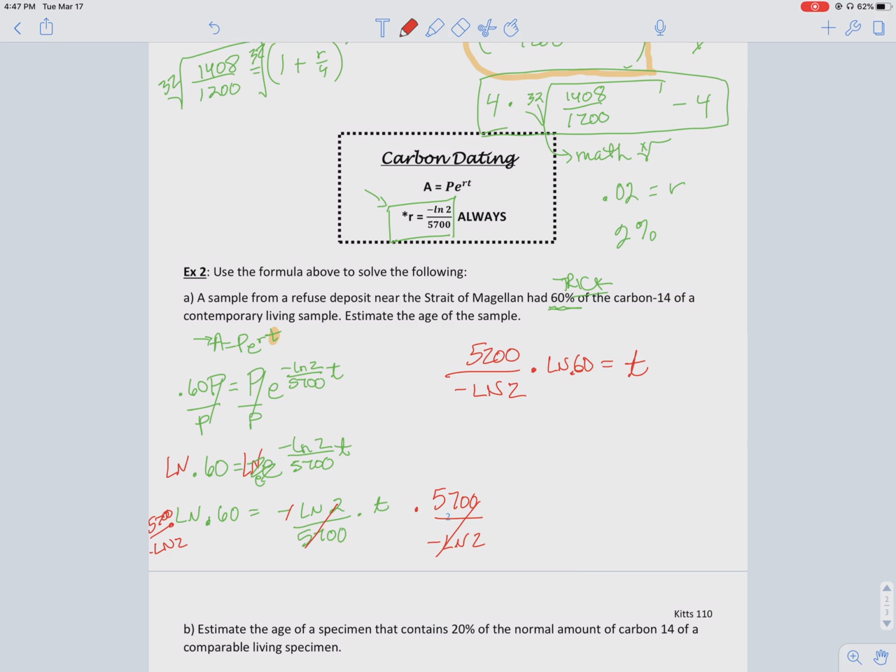And all you need to do is plug that into your calculator. To do that, since I can't show you in person, I'll multiply 5,700 by the natural log of 0.60, and I'll divide it by negative natural log of 2. So that's my t. When you do that, you should get about 4,200.7, if you want to put 0.7 in there, years.